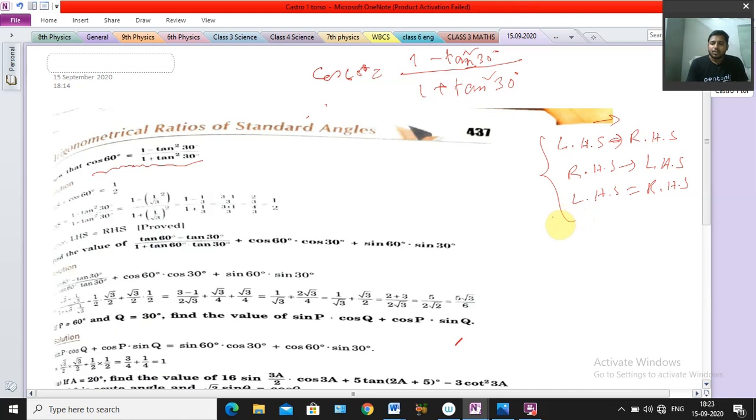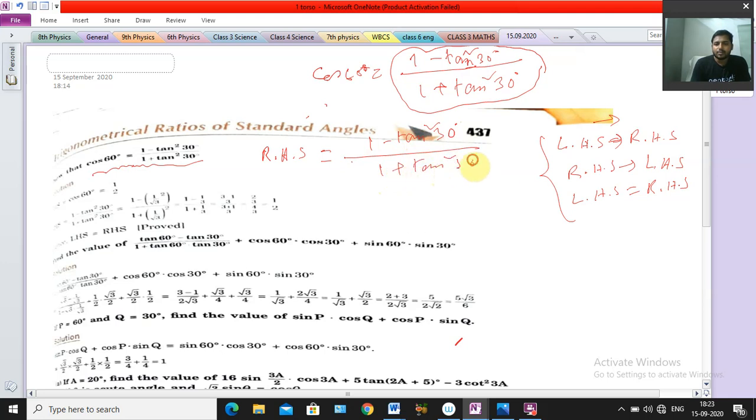Okay, so first of all here what to do, sir? I am doing right hand side to left hand side. That is better, because the right hand side is the big portion, so always we will go from the largest portion to the smallest portion. So at first we have to calculate the right hand side portion. The right hand side portion is 1 minus tan square 30 degree by 1 plus tan square 30 degree. Okay, clear?